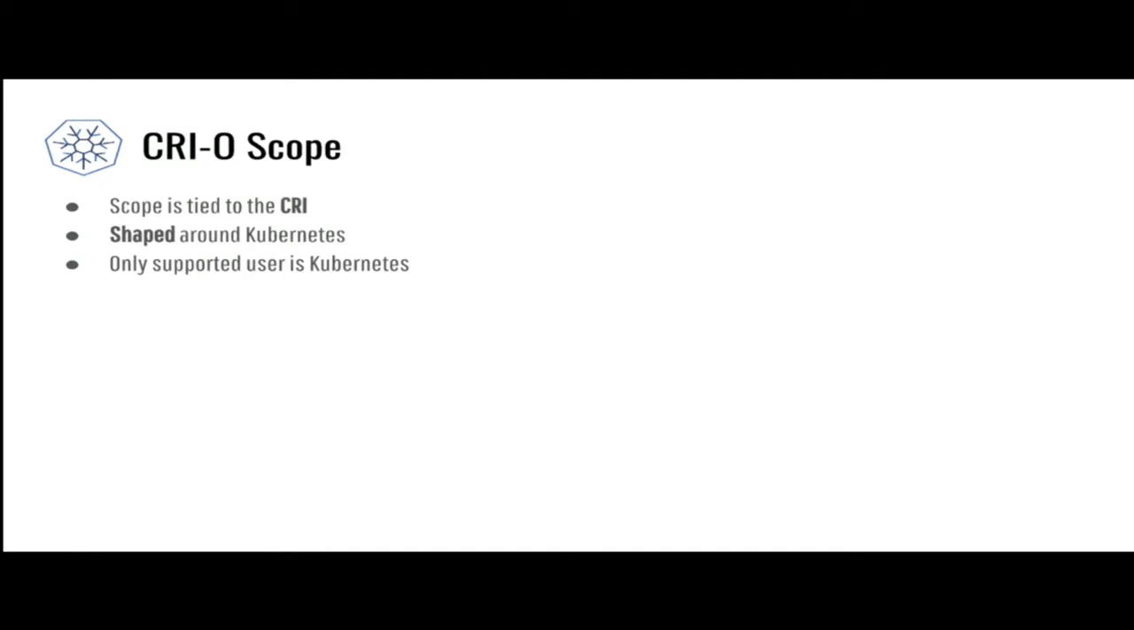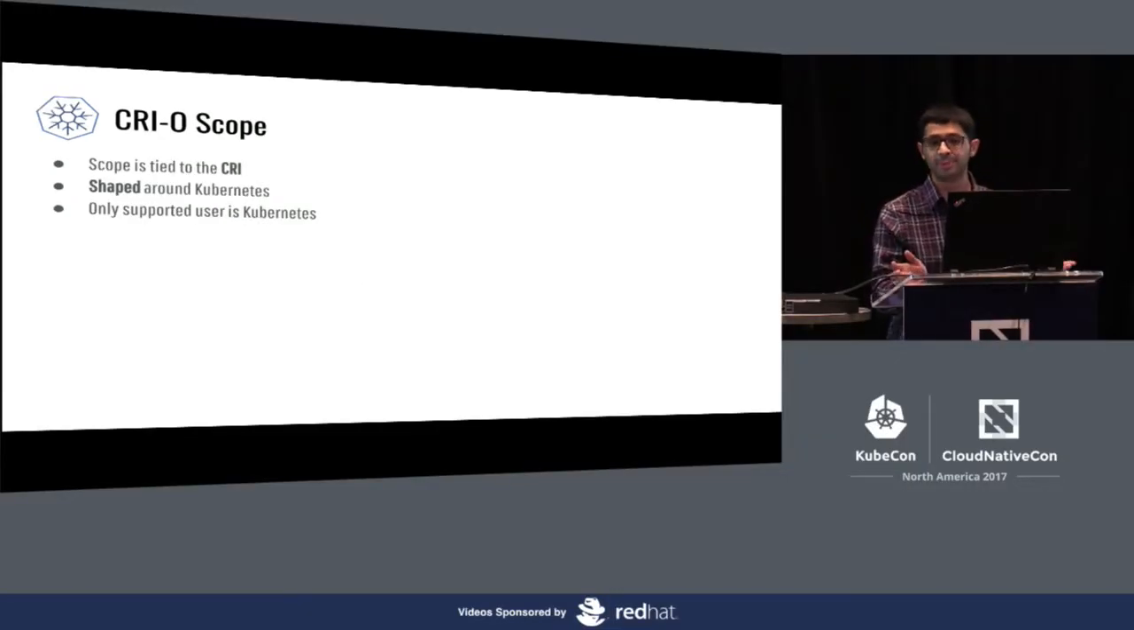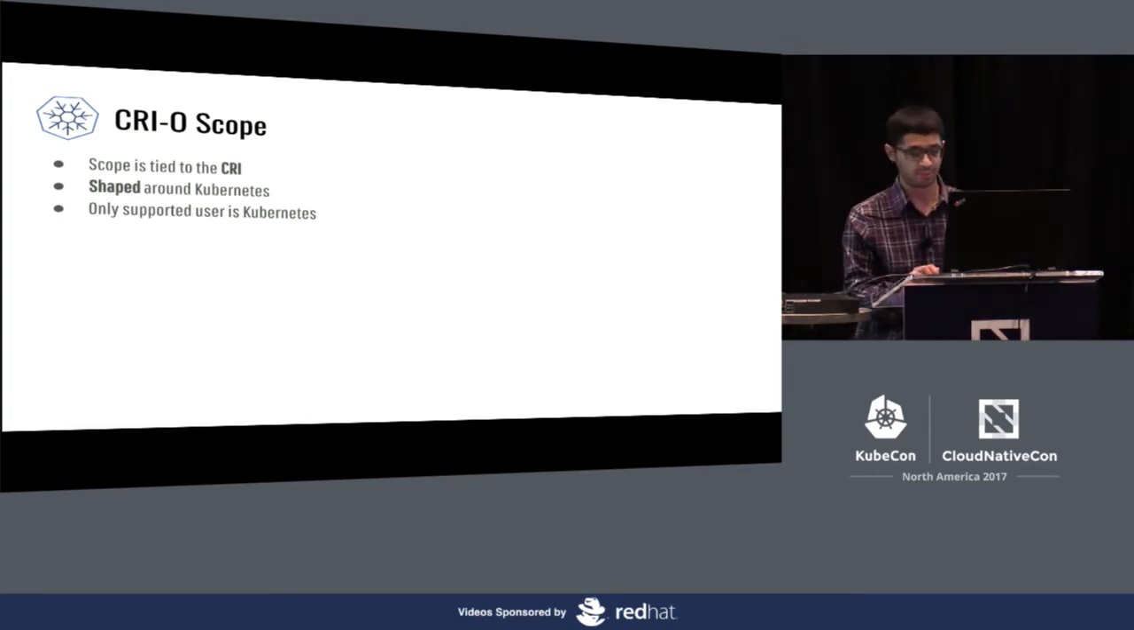So what's the scope of the project? Scope is tied tightly to the CRI. Kubernetes is the only supported client, so there are no features that aren't required by CRI. Whenever CRI adds any new features, any new APIs, we implement them. That's it. And we maintain support for past versions of Kubernetes, so we have branches corresponding to each version of Kubernetes that is supported.